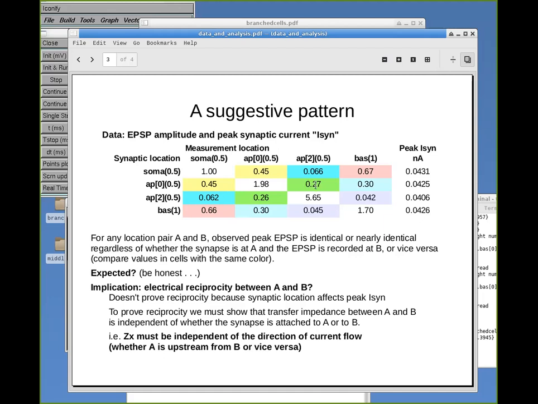If we compare what happens when apical 0 is upstream and apical 2 is downstream versus what happens when apical 2 is upstream and apical 0 is downstream, that's pretty close. And likewise between soma and the distal end of the basilar. If the soma is upstream, we get 0.67. If the soma is downstream, we get 0.66. Those are very close to being the same. And likewise for basilar versus apical 0, 0.3 millivolts, or between basilar and apical 2, 0.4. Not exactly the same here, but very similar.